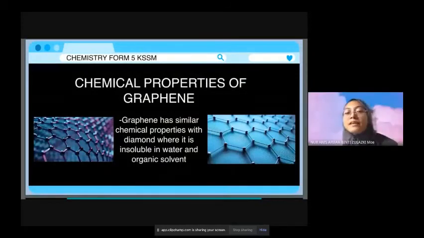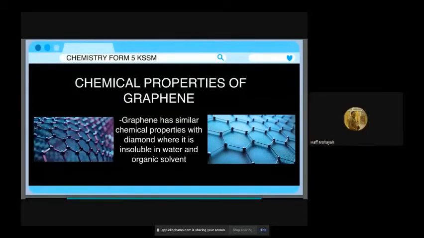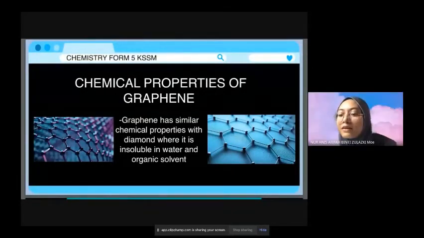Okay, the next one is chemical properties of graphene. So, graphene is only a form of carbon atoms. Honeycomb, semua honeycomb tu adalah carbon atoms. Next is solid materials, and graphene burns at low temperature compared to graphite.